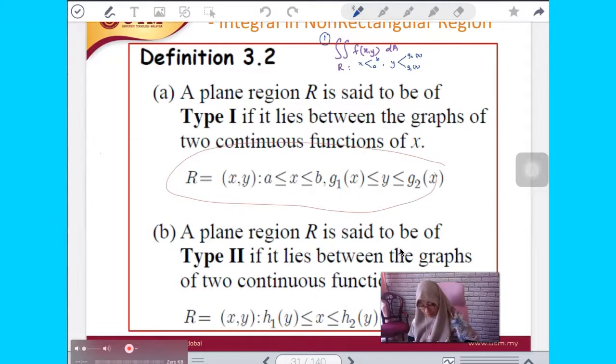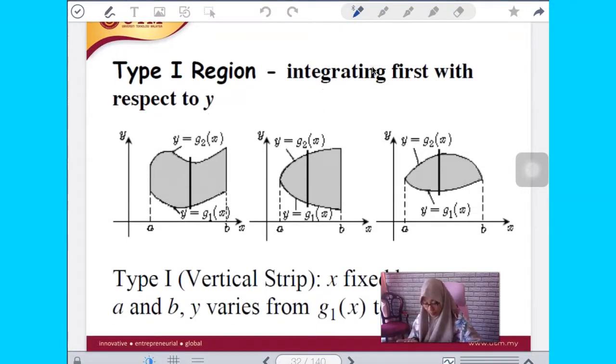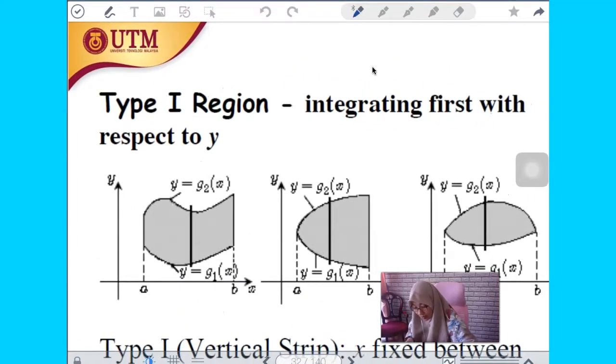Okay, so based on this understanding, type 1 is x constant, y function, and type 2 is y constant, x function. So now how can we determine the limit? About type 1: type 1 says that x is constant, right? You have to keep in mind that we have the limit of x constant, but y can be constant or can be a function. But x must be constant.